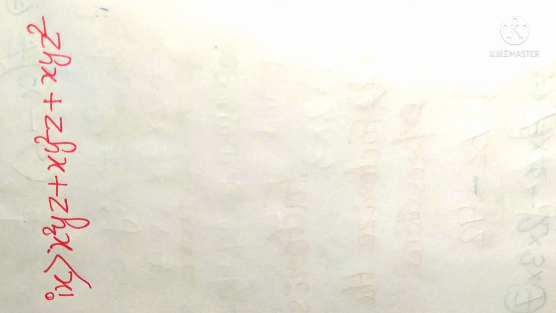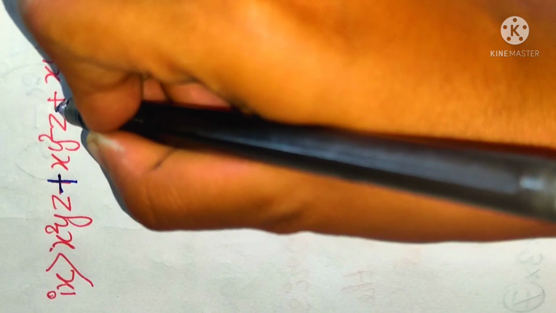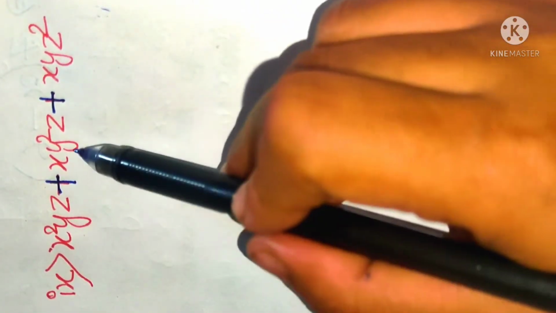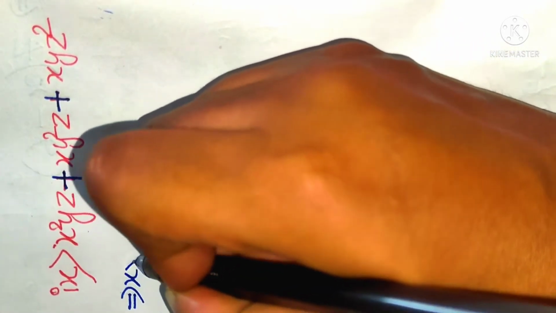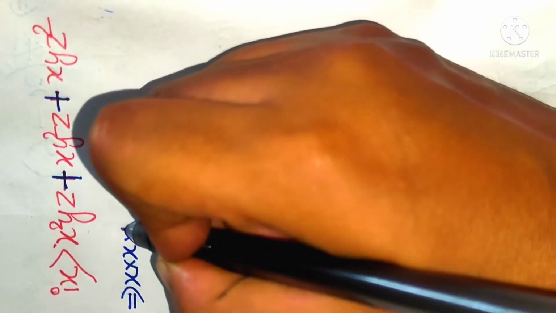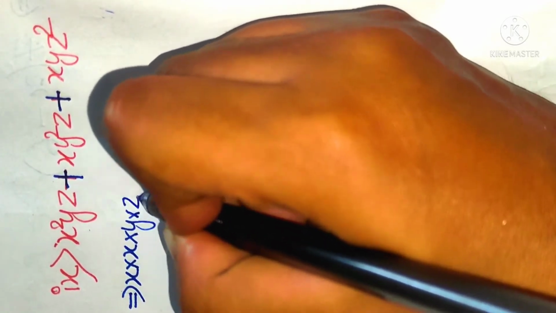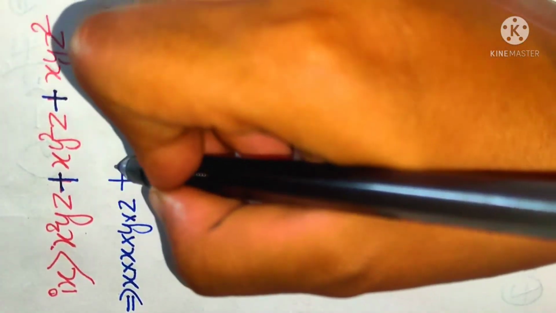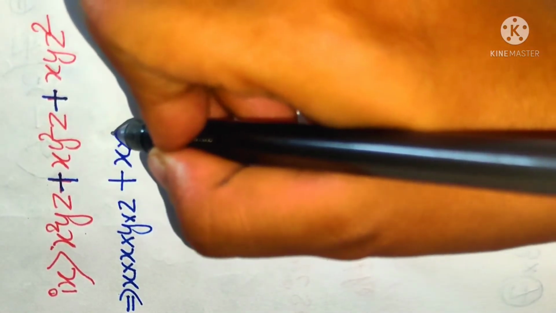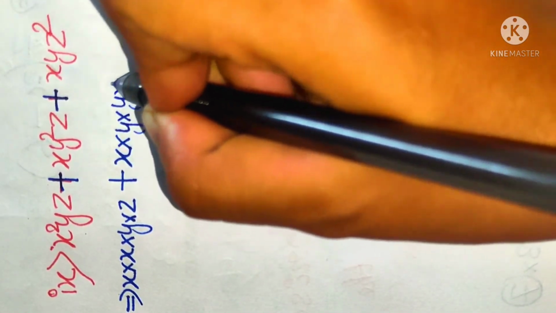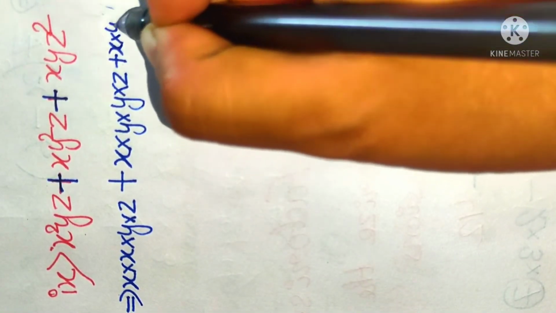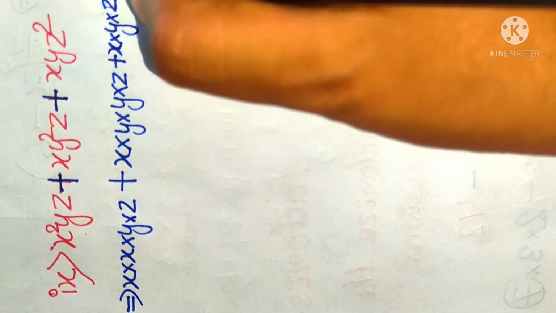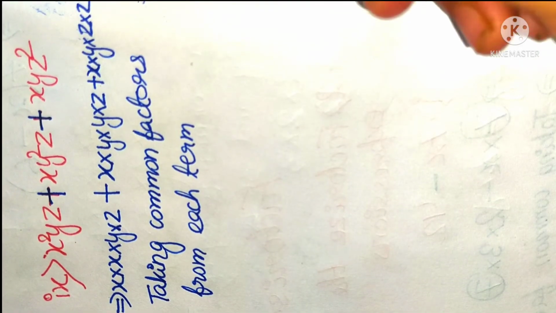Now let's start with sum number 9. So here we have one separator plus and here another one separator. So here we have 3 terms. First term we have x square, that means x into x into y into z. Plus, here we have 1x here, so x into 2y, so y into y into another one z, so z. Plus here we have x into y and here we have 2z, so z into z.